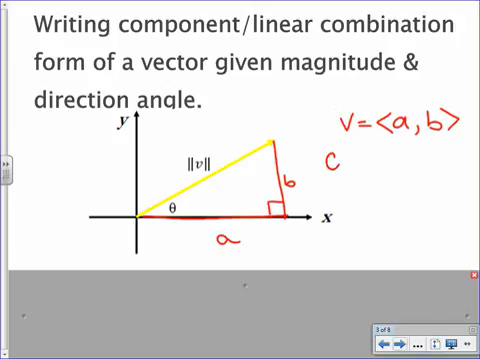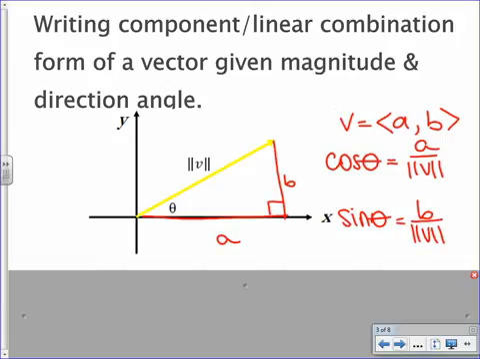We know that the cosine of theta would need to be A over the hypotenuse, essentially. And we know that if we wanted anything involving B, the sine of theta would be opposite over hypotenuse. Well, if we wanted to solve for A, what would we need to do? Multiply that magnitude over. And if we wanted to solve for B, what would we have to do? Multiply that magnitude over.